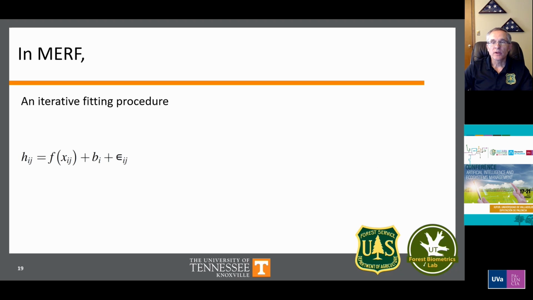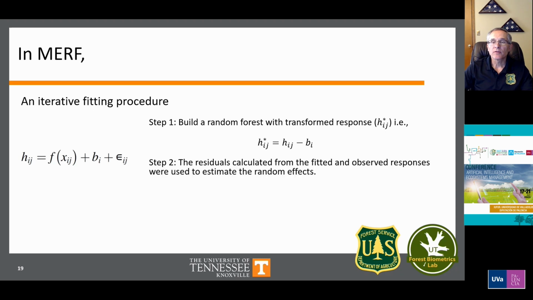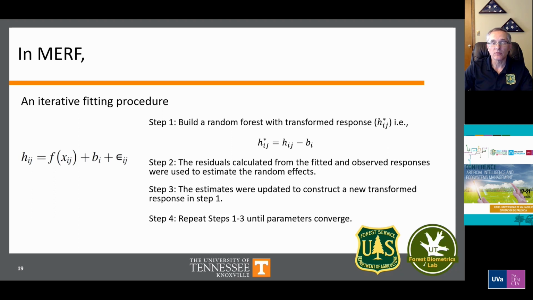So now I'll provide a very quick example of how the modeling process proceeded. First, we build a random forest with the transformed response. We subtract the random forest effect from the response variables. Then we use the fixed effects portion to fit the model with random forests. Next, we use the variables calculated from the fitted and observed responses to estimate the random effects. Finally, the estimates are updated to construct new transform responses, as in step 1, and then steps 1 and 3 are repeated until the parameters converge.